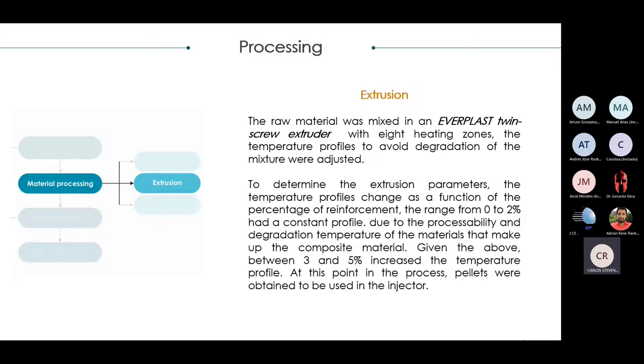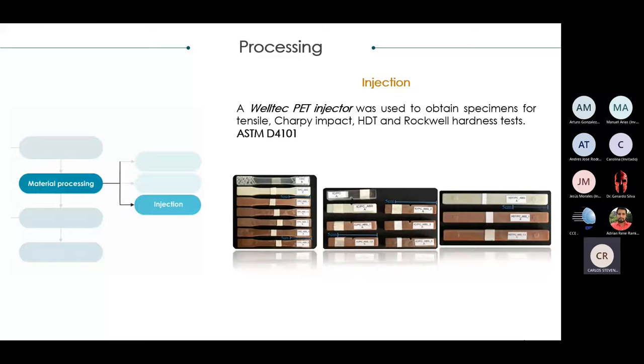That is the next step. Here you can see the injection. This is the machine. An injector was used to obtain the specimens for tensile, Charpy impact, HDT, and Rockwell hardness tests. Of course, under this standardization, ASTM, you can see in the pictures. Here is the sample for tensile testing, the impact Charpy, and the HDT.